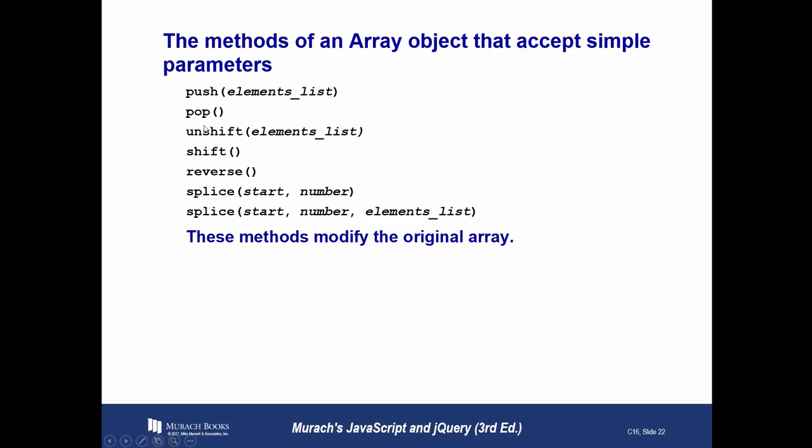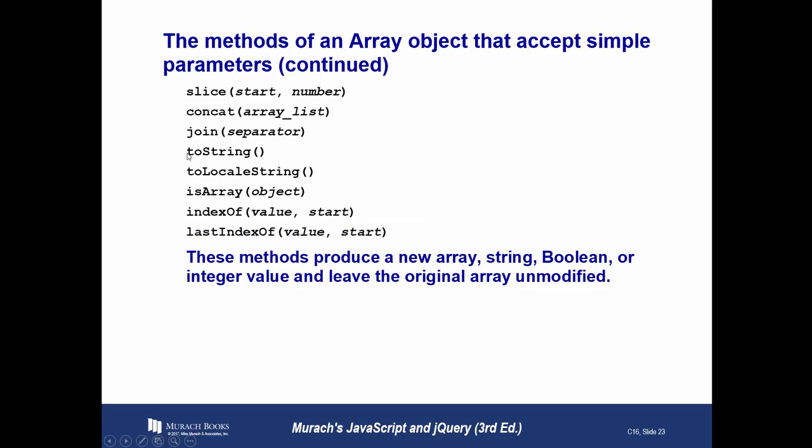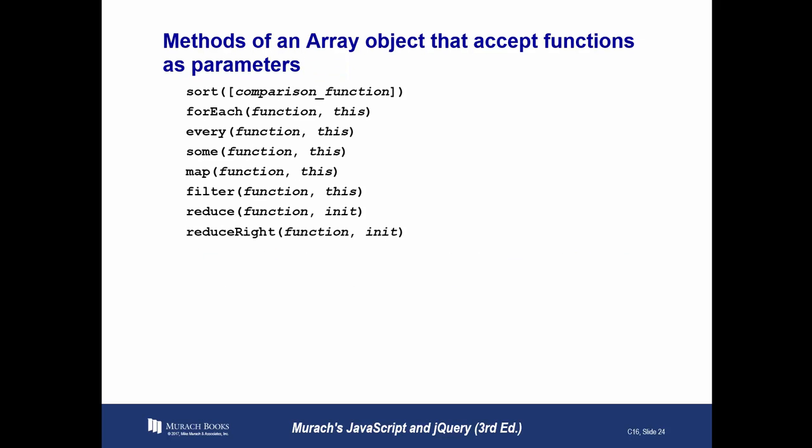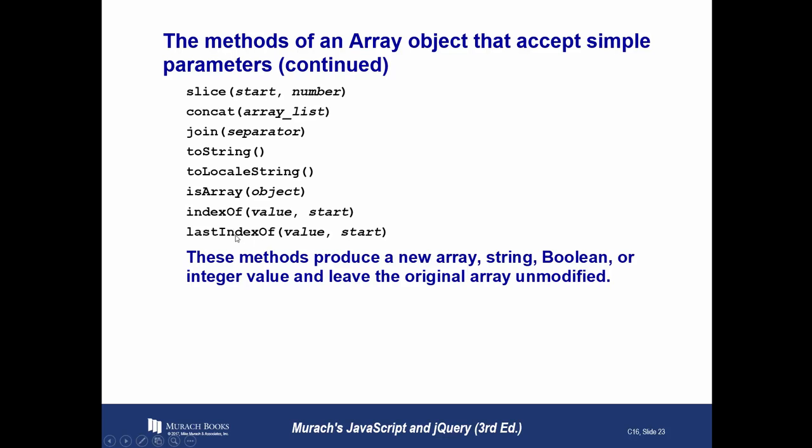So these first 7 methods that are shown right here modify the original array. The other 8 methods that are shown here produce a new array. And the last 3 here, the isArray, the indexOf, etc., they're part of ES5. Remember, ECMA is the European Computer Manufacturers Association, which kind of runs JavaScript. And ES, I believe, is the ECMA spec. All right, so 5, that's when these were created.